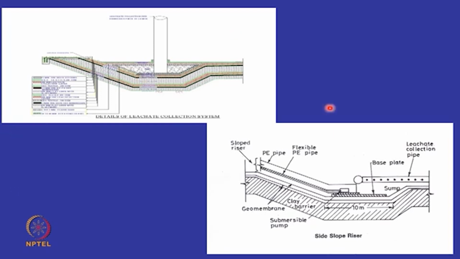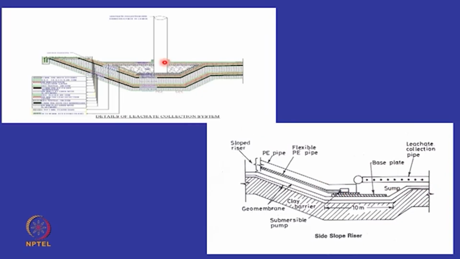And these are the two diagrams. This is a vertical well. So this is your sand drain. The well will have gravel at the bottom, and this is an HDPE pipe. Typically, you tend to avoid RCC pipes because the leachate can attack the concrete. Okay? And this is a side slope riser. So this is also an HDPE pipe. This is your leachate collection pipe. This will fill up with the leachate.